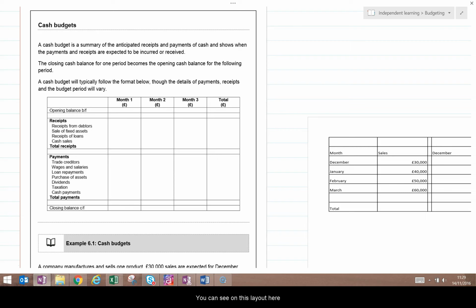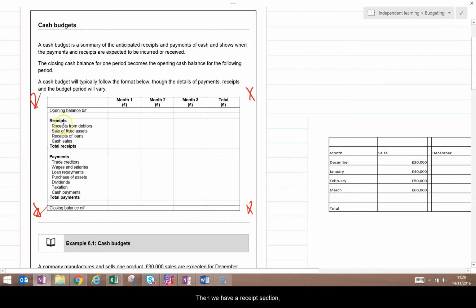Now you can see on this layout here, we have a cash budget format. Across the top we have the months. Cash budgets are normally prepared on a month-by-month basis. So you would normally put the month names in there. We start off our cash budget with the opening balance, so how much money do we currently have.